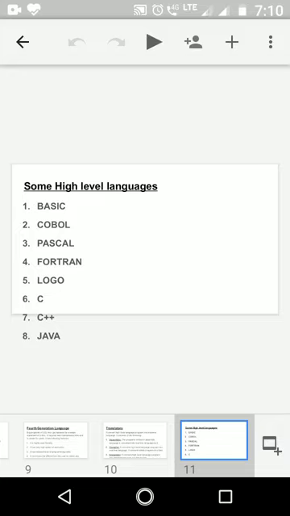Next, Fortran. Formula Translator is designed to simplify and speed up complex scientific applications. Fortran was developed by John Backus. Next is Logo. It was developed by Seymour Papert. It uses Turtle graphics to teach simple designing to children.